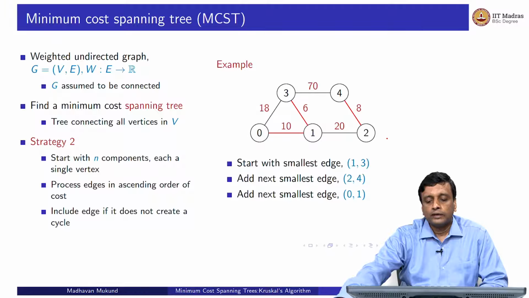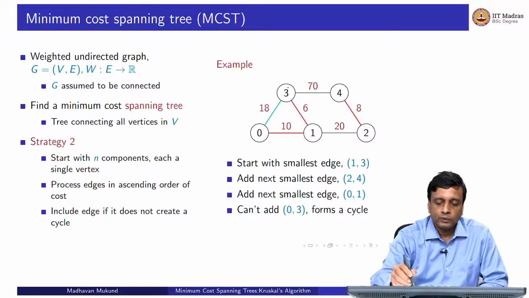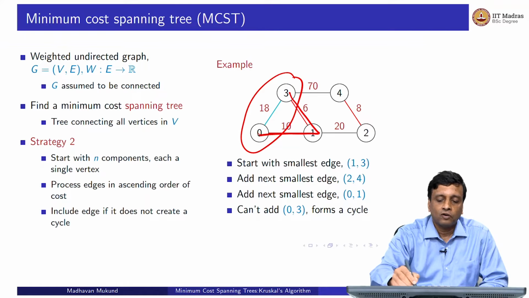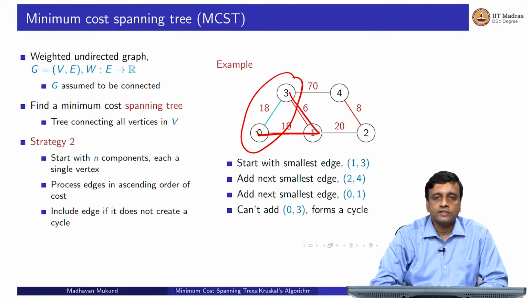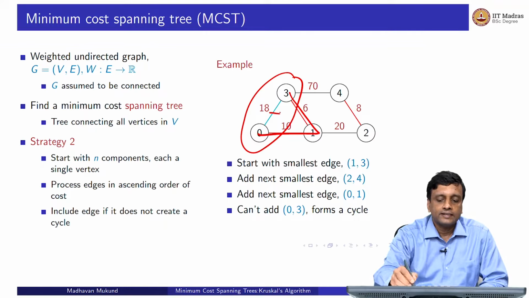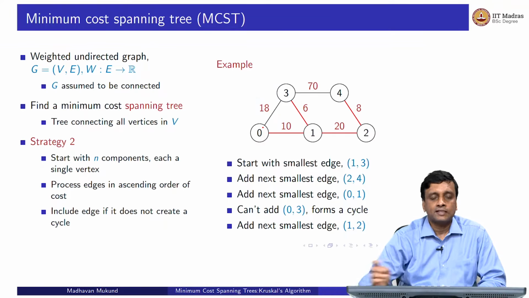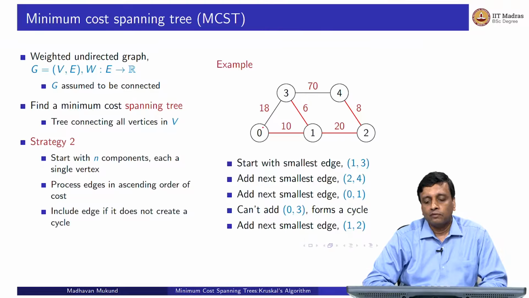Now we add 0, 1, which is also the next smallest edge. So we get to 10. And then finally we try to add 0, 3 because 18 is the next smallest edge. But if I add 0, 3, then we get a cycle here because we've already added 1, 3 and 0, 1. So we can't add this edge. So we skip it. So we go to the next biggest edge. Next biggest edge is 20. And then when we add that, we are done, right? Because now we have connected these 5 vertices with 4 edges.